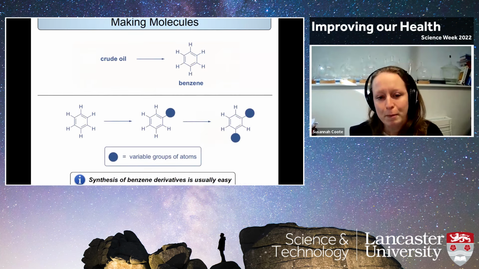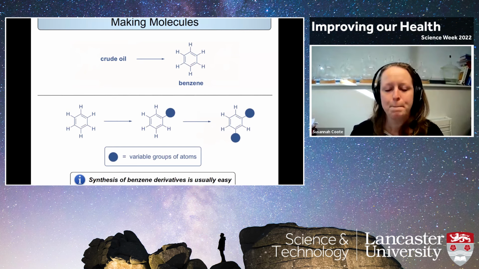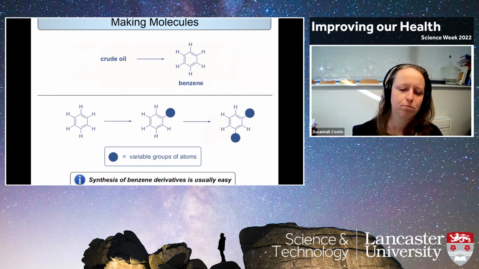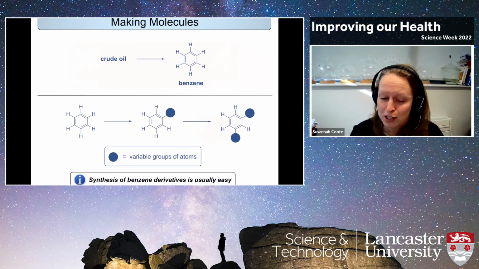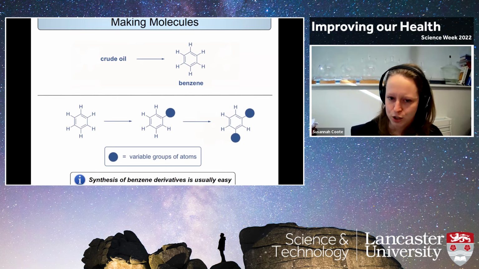So if we think about making molecules, when we're thinking about making things that contain benzene rings, this is quite easy to do in terms of a synthesis. Benzene itself is available from crude oil. We can get large quantities of benzene. Benzene itself is actually quite toxic, but setting that aside for a minute, if we want to change benzene, so add groups to benzene, this is quite a simple process.